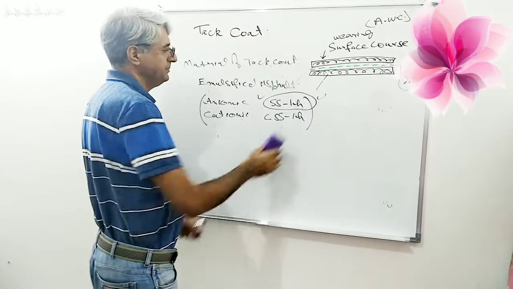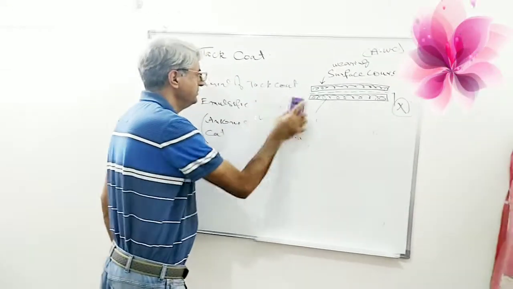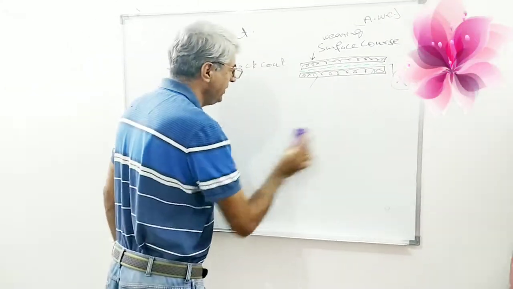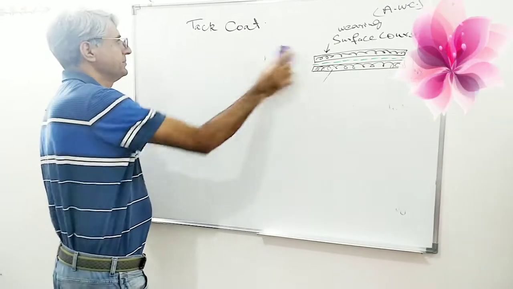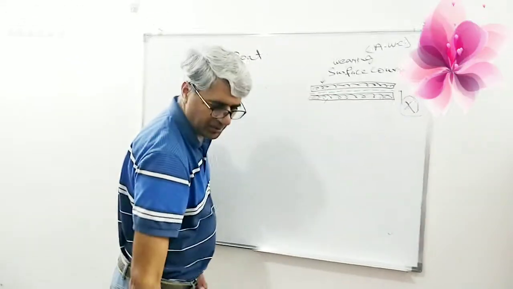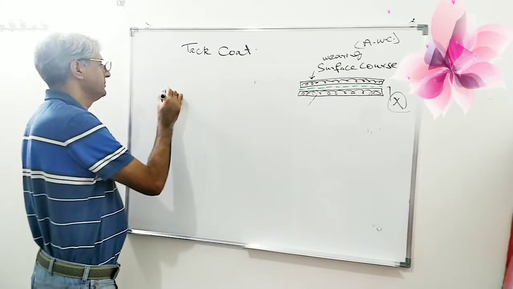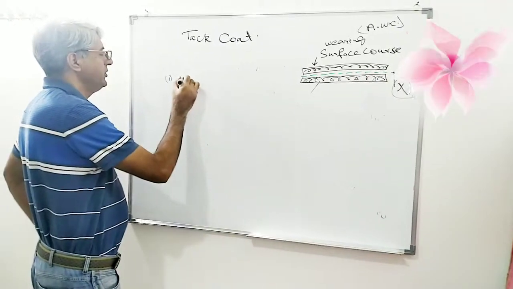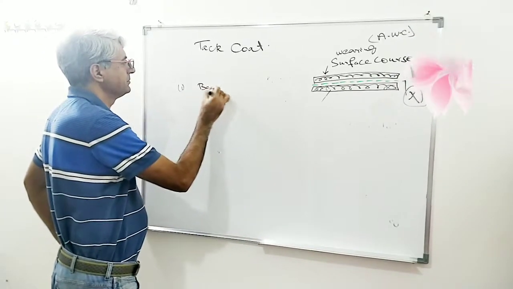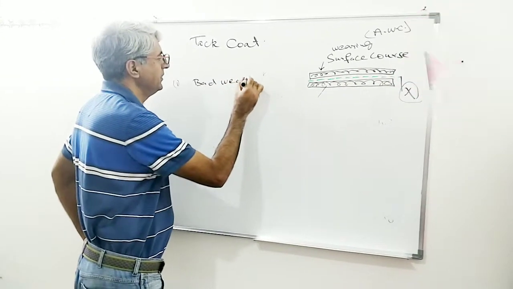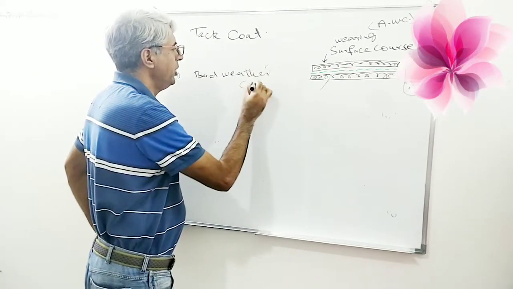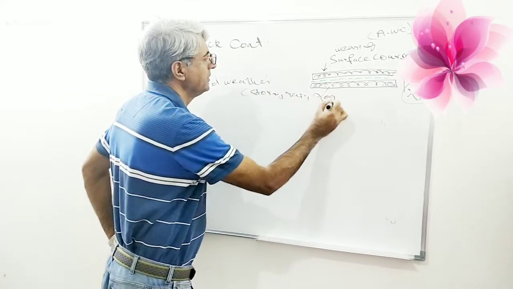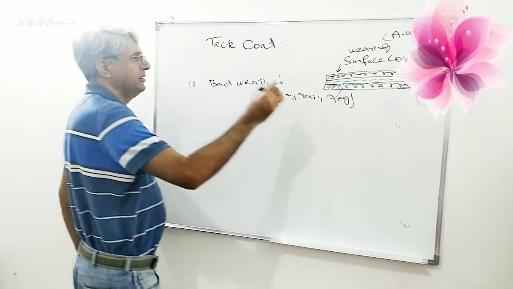Now, next, you know, what will be the conditions. Now let me explain the conditions. First condition, condition of application. Bad weather. Bad weather means storm, rain, fog. During this bad weather, it is not applied.